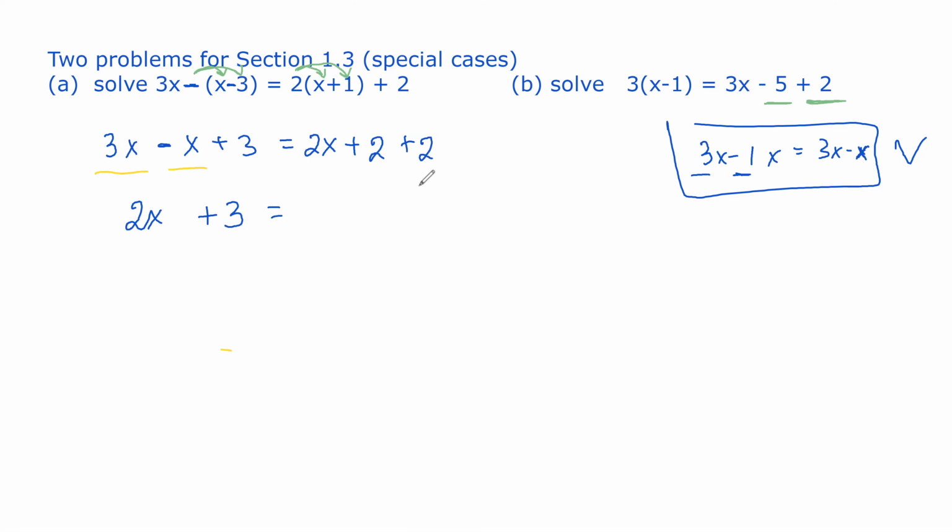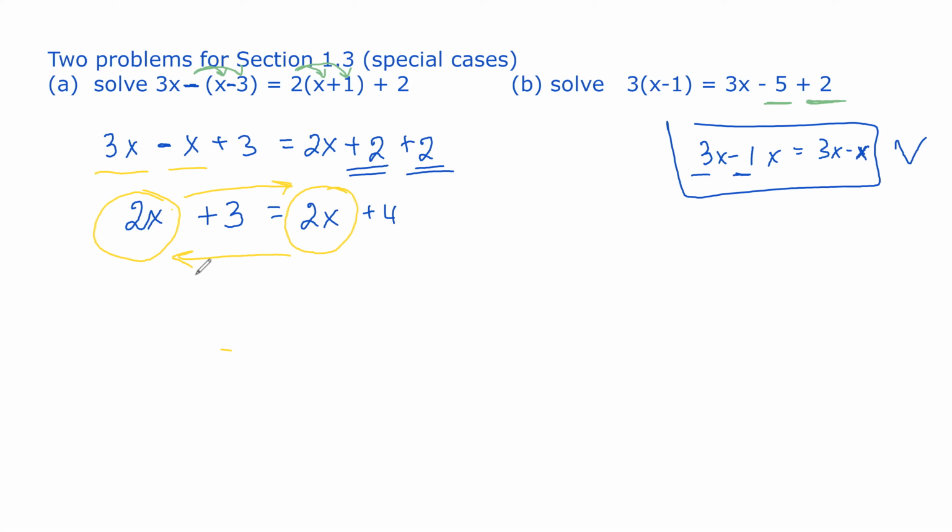On this side, I will combine these two. So it gives me 2x plus 4. And this is where the weirdness comes in, because over here on the left side, I have 2x, and over here on the right side, I have 2x. It's the same. So it doesn't matter where I send it, whether I send these 2x to the other side or these 2x to the other side, the result will be the same.